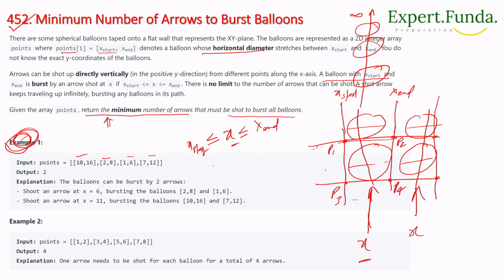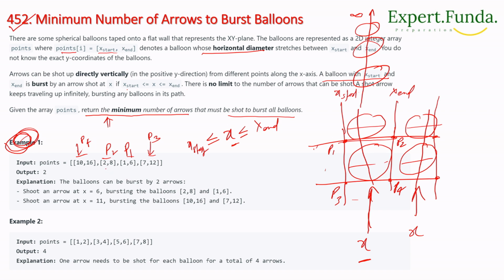Let's see, this is p1. We will start with the smaller one. This is p1, this is p2, this is p3, and this is p4. Okay, now you can see that I am taking this one.